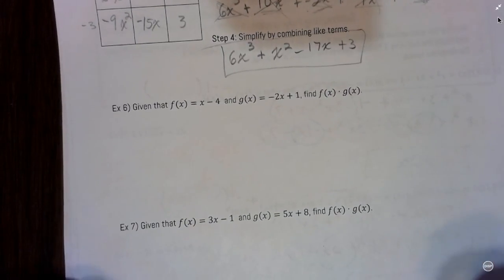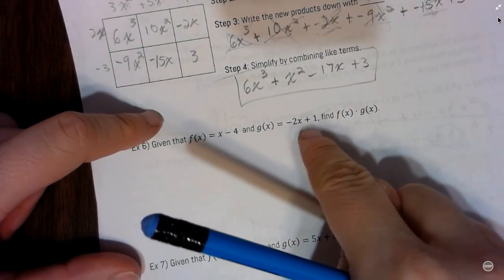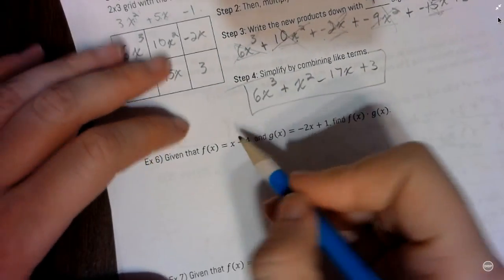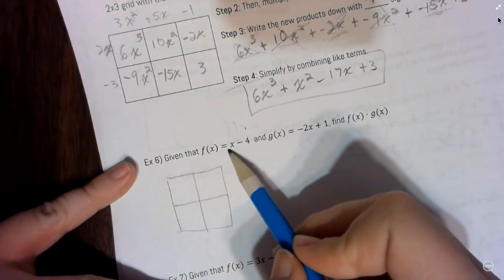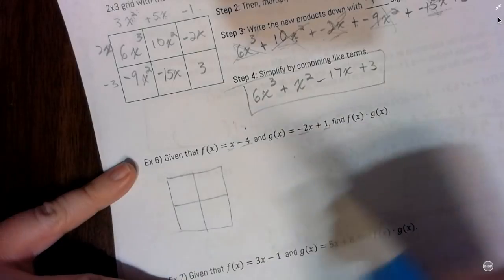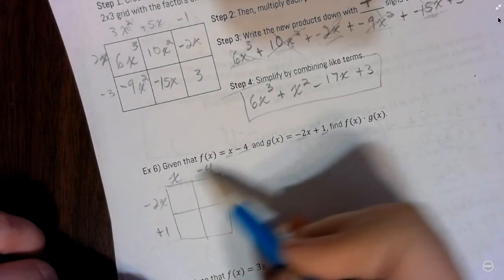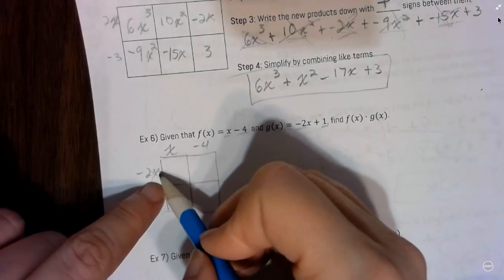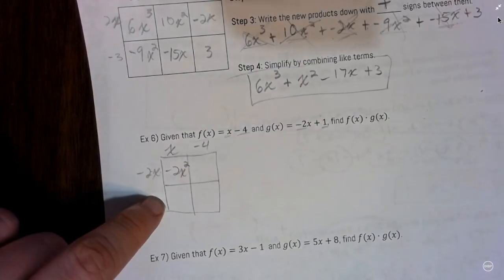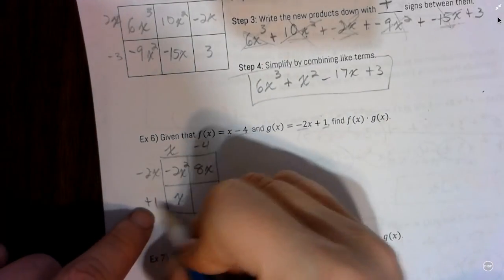Okay, so let's try number 6, and then you are going to try number 7. So, given that f of x equals x minus 4 and g of x equals negative 2x plus 1, find f of x times g of x. So I'm going to set up my grid. And notice that each polynomial has 2 terms, so x and negative 4, and then negative 2x plus 1. And if you would put this one along the side and this one on top, that's fine too. It really doesn't make a difference. All right, so now I'm going to take negative 2x times x. So negative 2, and then x times x is x squared. Negative 2x times negative 4 is positive 8x. X times 1 is x. And 1 times negative 4 is negative 4.